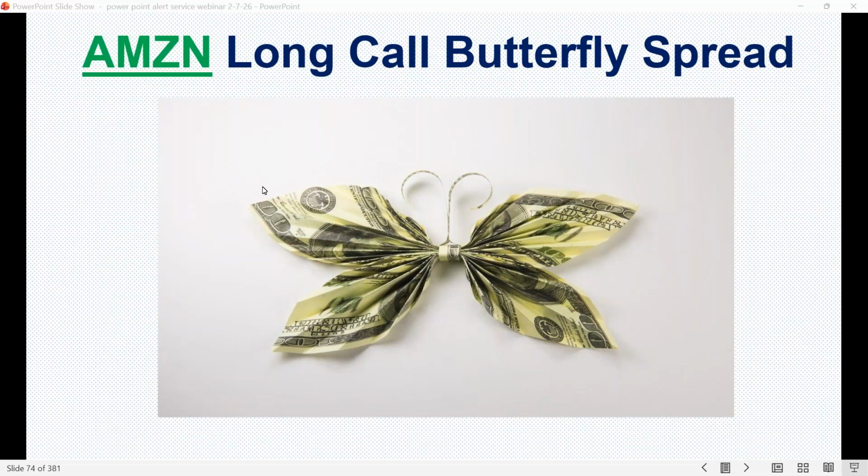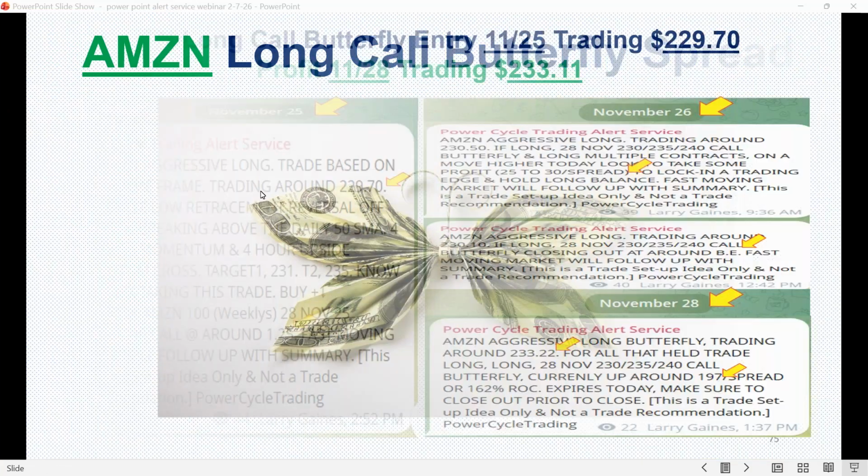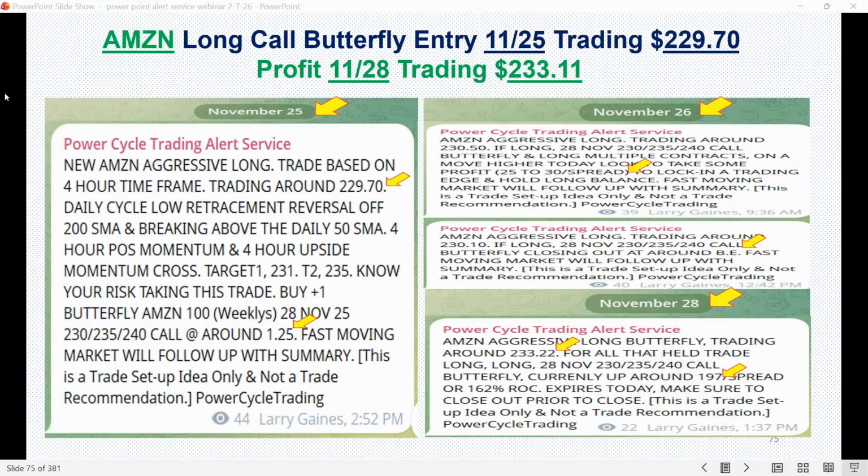Here's one that we had done on Amazon, a long call butterfly spread. So this was sent out to the alert members. And so you can see here on the 25th, Amazon was trading 229.70. I said, new Amazon aggressive long. So this was an aggressive long, which I base off just using the 4-hour time frame. So I try to be as descriptive as I can to all members as to why I'm doing the trade setup. And it was traded at 229.70.